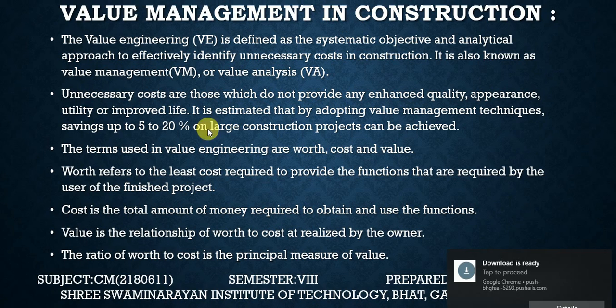Worth refers to the least cost required to provide the functions that are required by the user of the finished project. Cost is the total amount. This one is called the least amount, and this one is called the total amount of money required to obtain and use the functions. Value is the relationship of the worth and cost as realized by the owner. So the relationship of worth to cost, and the ratio of worth to cost, is the principal measure of the value.